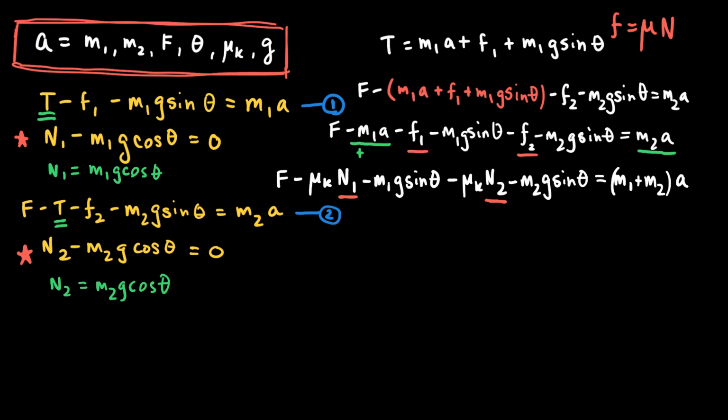Notice what that's going to do for me, right? If I divide both sides of the equation by m1 plus m2, I would then have only a on the right-hand side of the equation, which is effectively what I want.